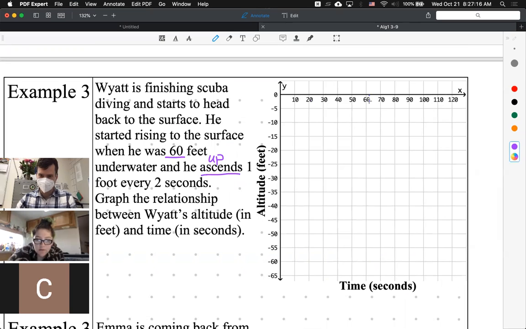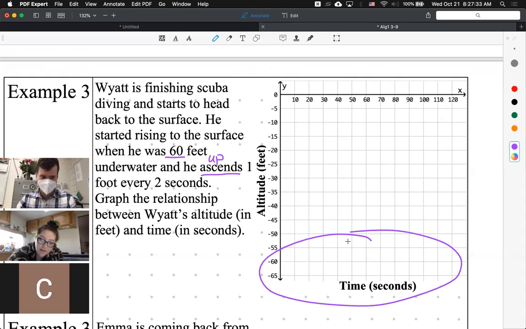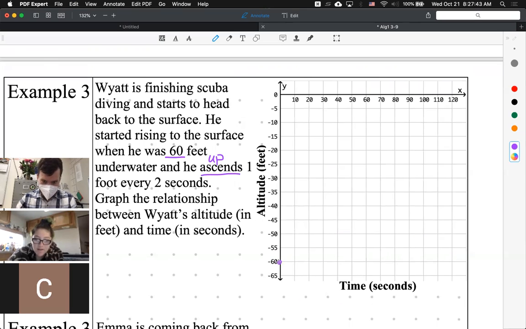Wait, where do I start? At this 60? Which 60 am I starting at? This is the time that you said, right? Time 60? At feet. Oh, okay, so can you tell me what coordinate to go to? The bottom, somewhere down here? Yeah, like left, to like the 60. Oh, okay, the y-intercept. So 0, comma, negative 60? Yeah, because that's when he started to go up.